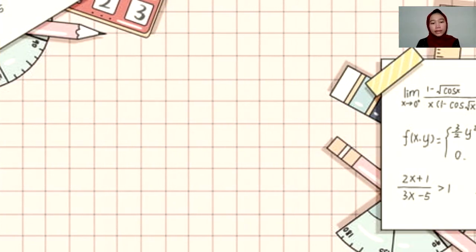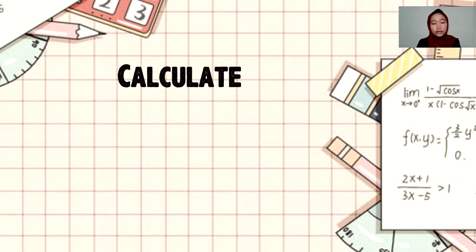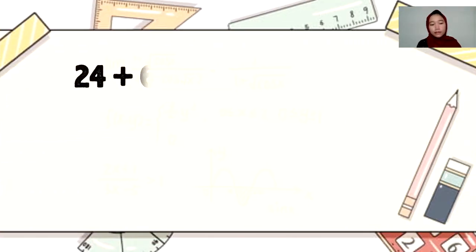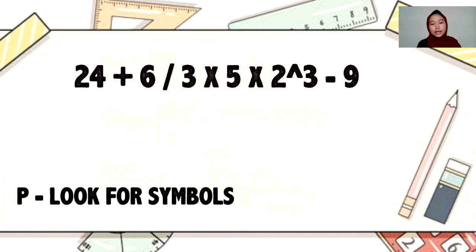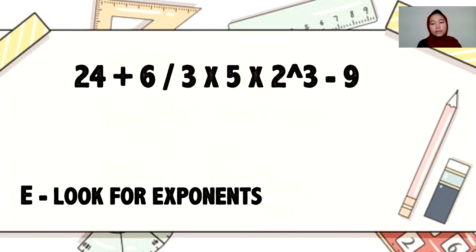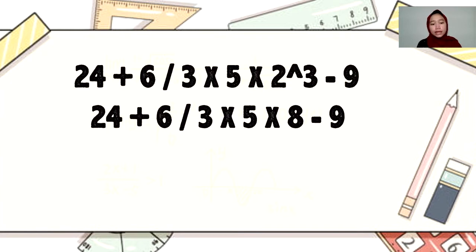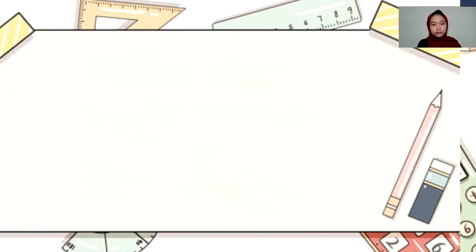At this point, I will be using PEMDAS in a mathematical expression. We have here 3 examples, and for example number 1, if we are told to calculate or simplify the expression 24 plus 6 divided by 3 times 5 times 2 cubed minus 9, how does PEMDAS work? First, I look for any grouping symbols P. There are none, so I then look for any exponents E. Since I see 2 cubed, I will do that calculation first without performing any other calculation. Thus, I have 24 plus 6 divided by 3 times 5 times 8 minus 9.